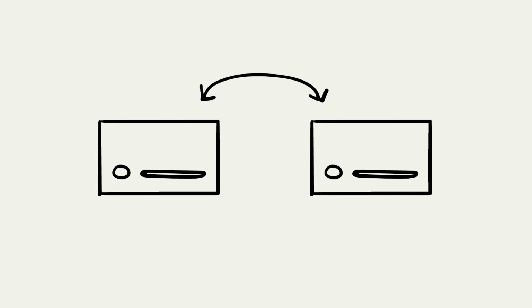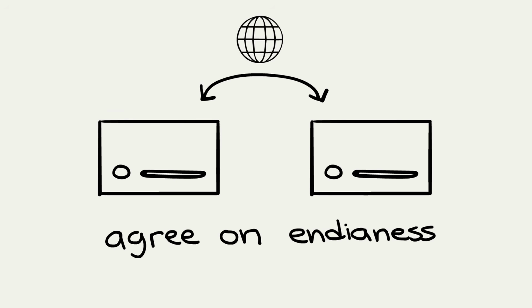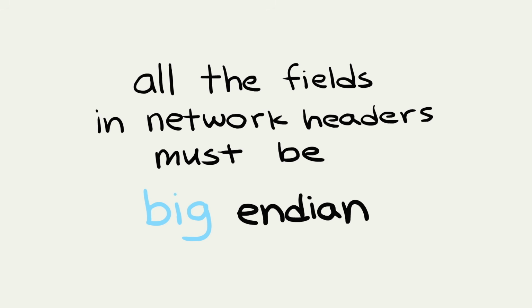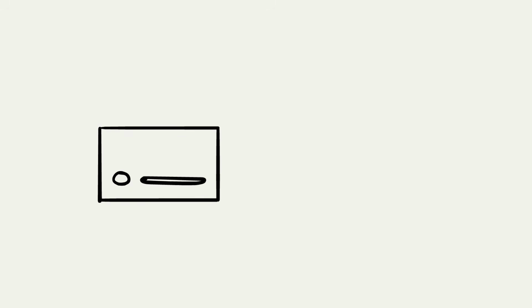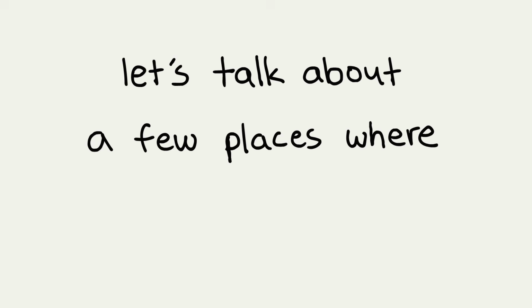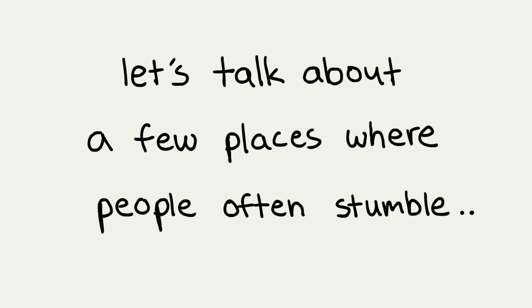That's why when machines communicate to each other, over the internet for example, they must agree on endianness. According to the internet standards in RFC 793, all the fields in network headers must be big endian. So if a computer speaks little endian, it must convert the values in the fields to little endian before interpreting them. To finish up, let's talk about a few places where people often stumble with endianness.